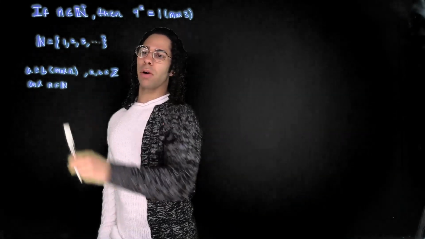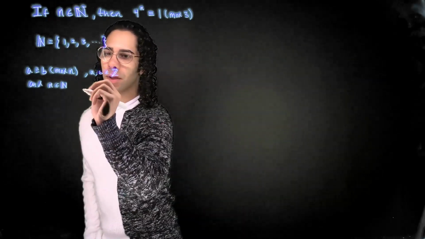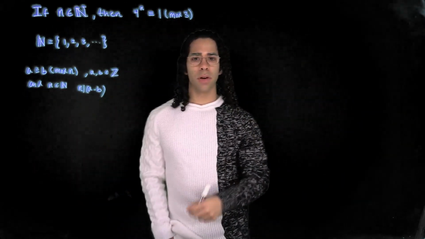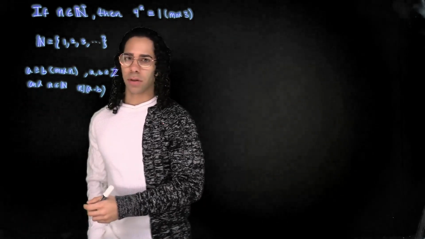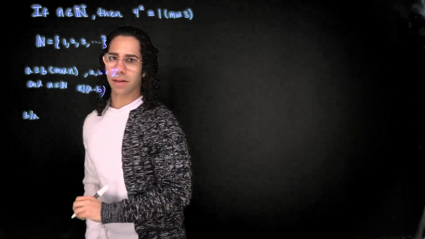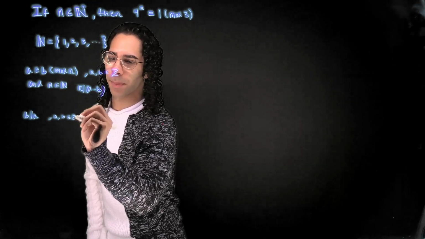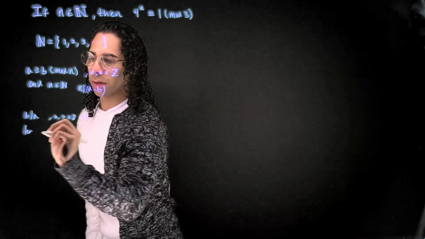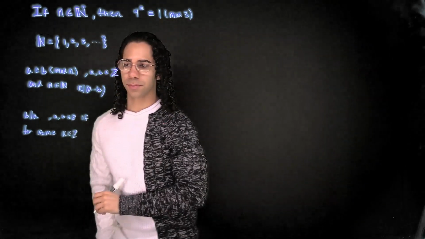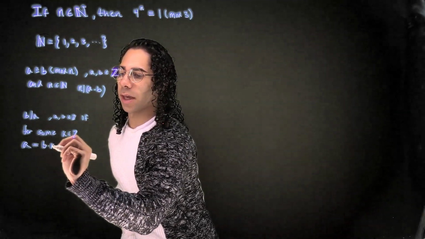Right, so A is congruent to B mod n if, for all integers A and B and natural numbers n, n divides A minus B. Right, and so then we also need to go over what the definition of divides means. Well, if I have, for instance, B divides A, where A and B belong to the integers, if for some k that belongs to the integers, we have A equals B times k.